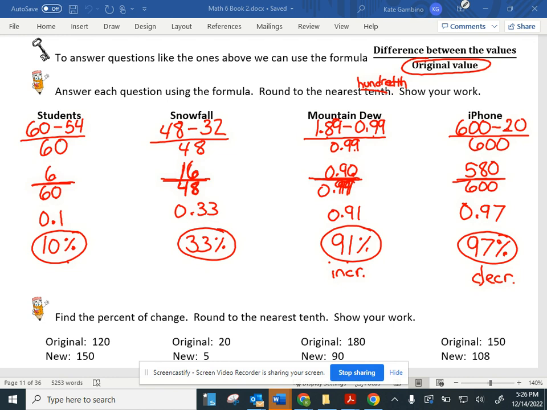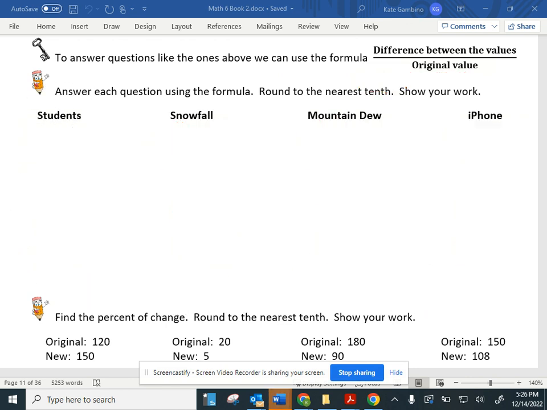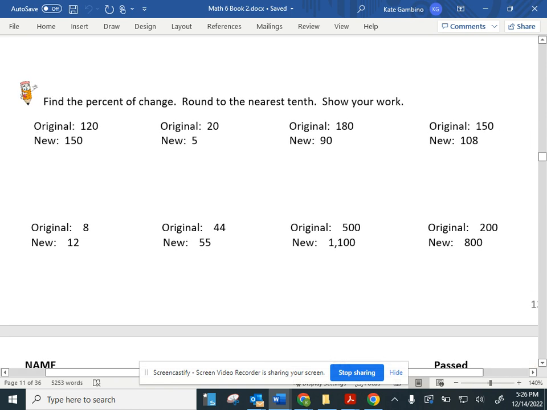So let's look at what our homework is going to be for this. It is just this one page. Lucky us. Again, he wrote that it should be to the nearest tenth, but because we're working with percentages, we want to go to the nearest hundredth. So you're going to round to that hundredth.